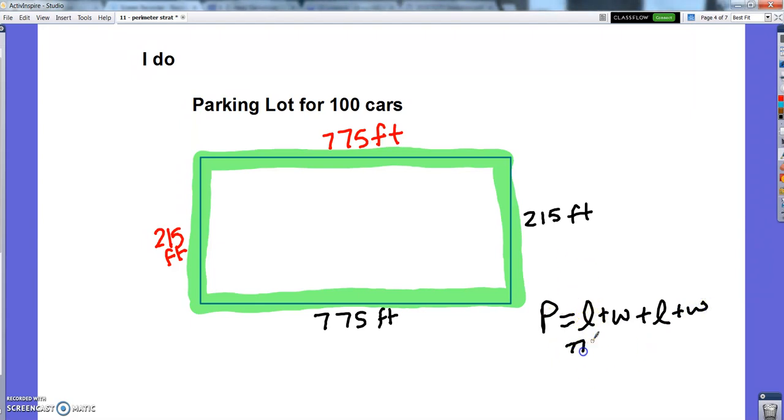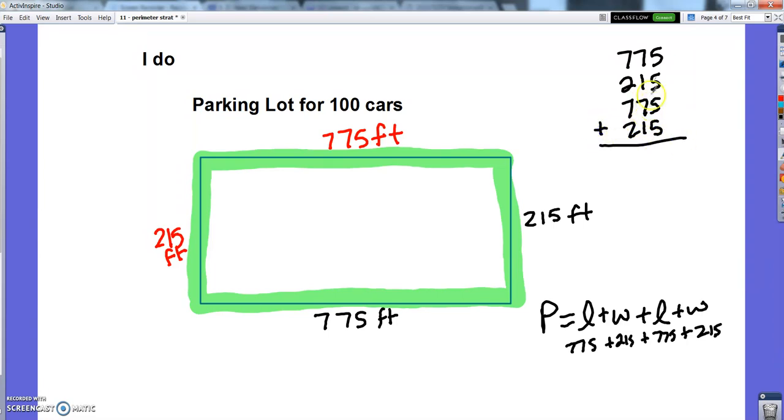So that's going to be 775 plus 215 plus 775 plus 215. And that's a good bit of math to do, sure, but I can do it, and it's a lot better than doing that partition strategy. Five, 10, 15, 20, 9, 10, 17, 18, 19, 1980. So I would need 1,980 feet of paint if I add length plus width plus length plus width.